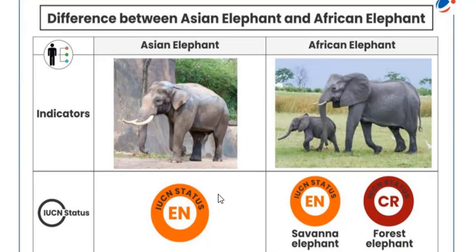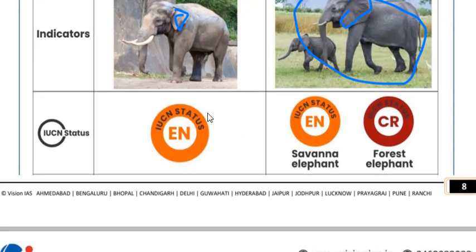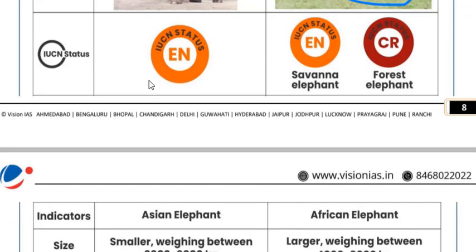This is the difference given between the Asian elephants and the African elephants. You can see the difference from the photo itself. This is larger in size. See the ear of this. This is larger. This is smaller. Asian elephants come in the category of endangered. African elephants are kept in two categories. If it is a savanna elephant, it is kept in endangered. If it is a forest elephant, that is kept in critically endangered.